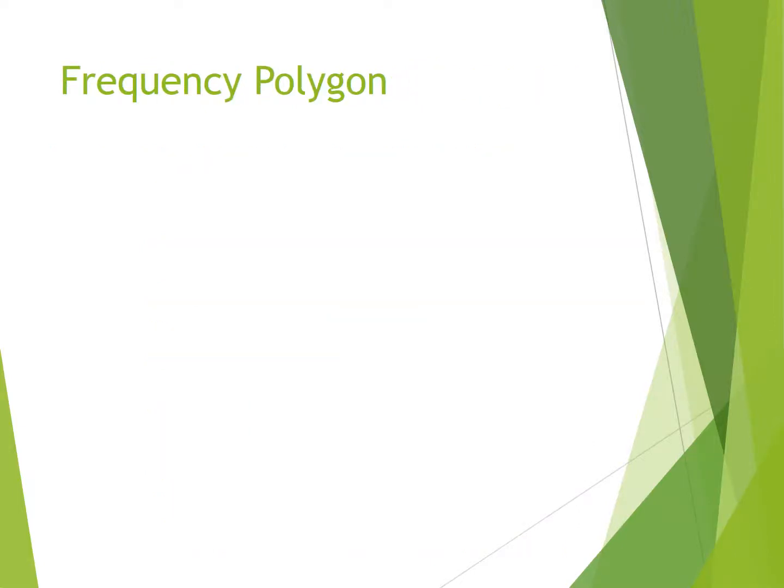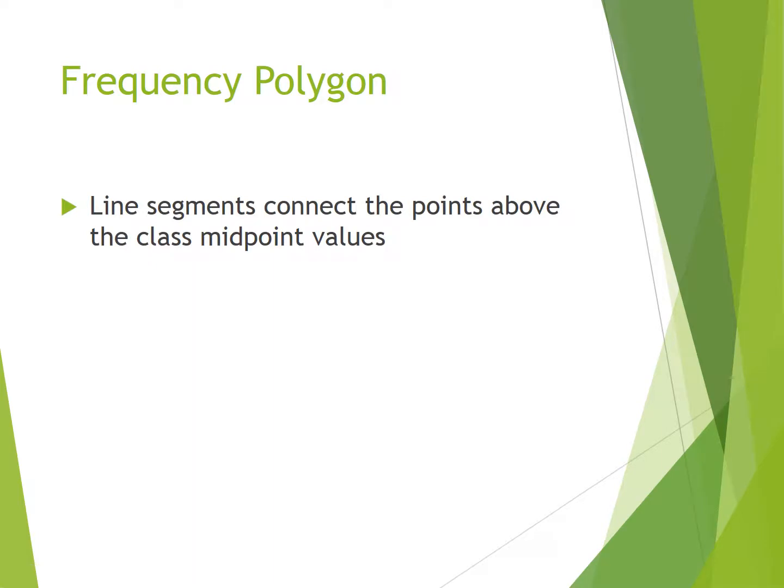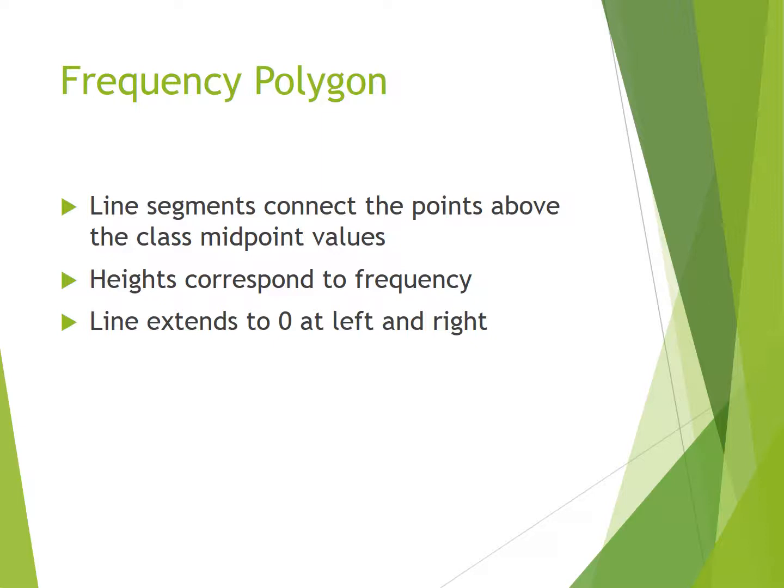A frequency polygon uses line segments just to connect the tops of the histograms. So the heights correspond just to the frequency. It's saving all the ink that we use to draw all the bars. Now the line extends to 0 at the right and at the left. So you start at 0, and at the end, you finish at 0.